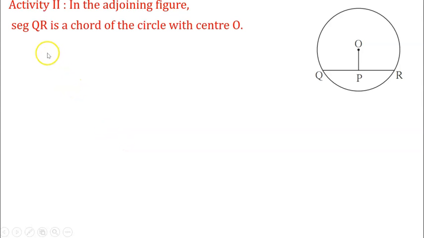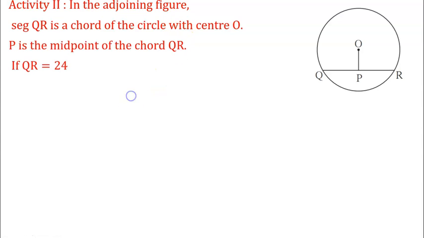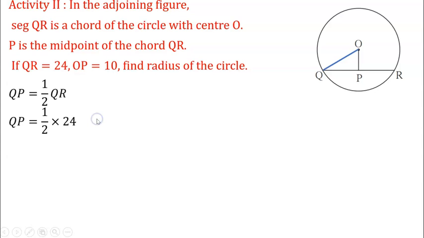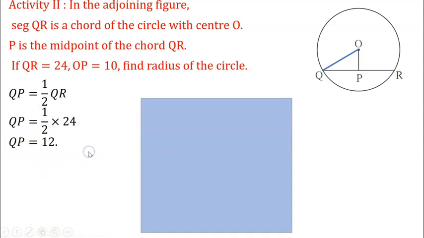See this here, QR is a chord of the circle with center O. P is the midpoint of the chord QR. If QR is equal to 24, OP is equal to 10, then find the radius. QP is equal to 1 upon 2 QR. QP is equal to 1 upon 2 into 24. QP is equal to 12.